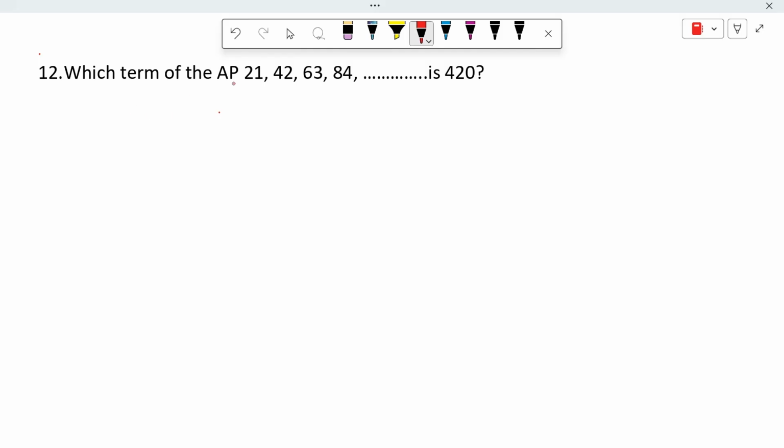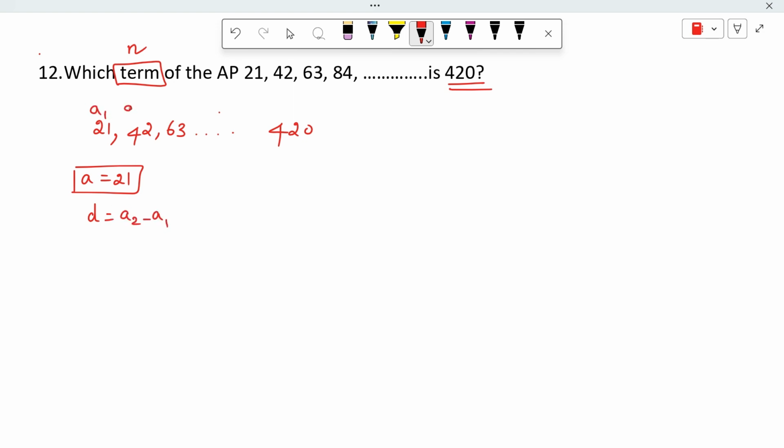12th question. Which term of the AP is 420? The sequence is given here: 21, 42, 63, and so on, and it goes till 420. So which term? They are asking to find n. Which term 420 is going to be, isn't it? So from this sequence, I can identify A is the first term, which is 21, and D is the common difference, which is A2 minus A1. So I know A2 is 42 and A1 is 21. Subtract it, which I will get 21. So A and D are here.